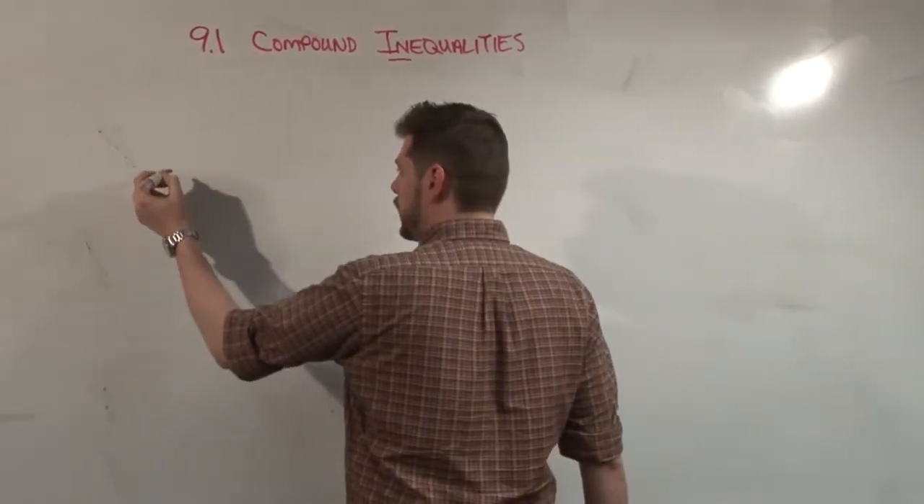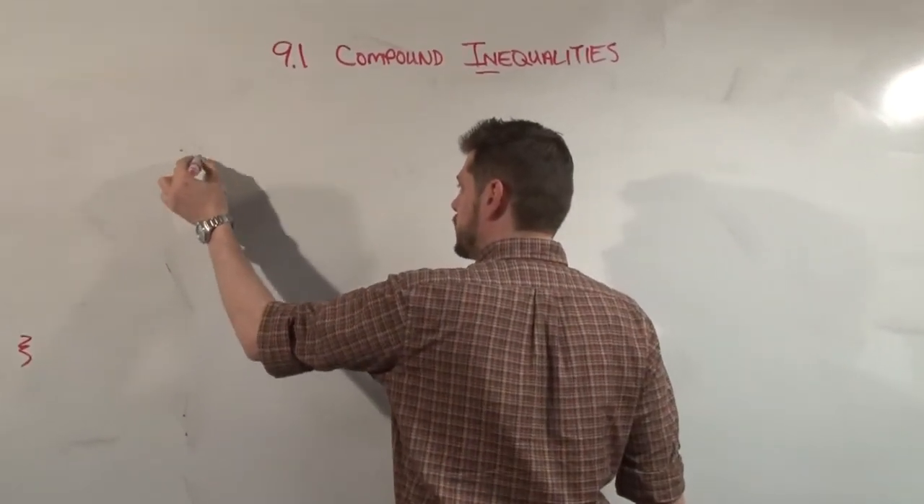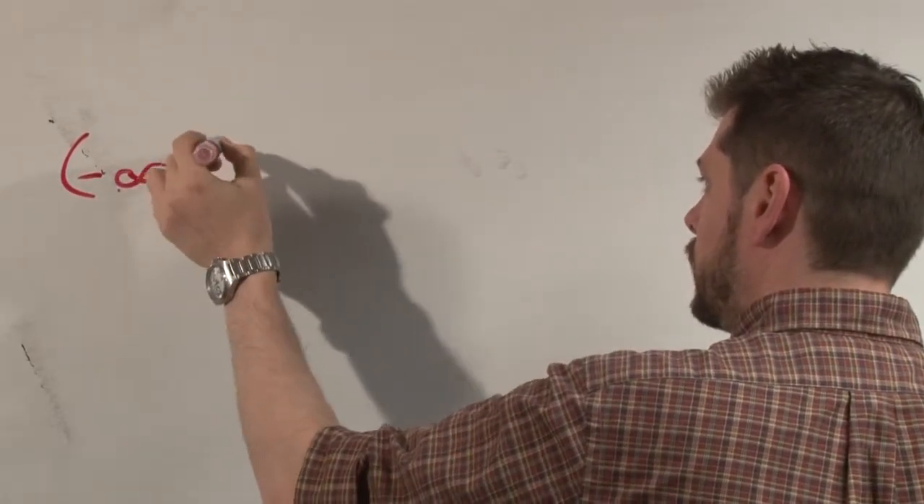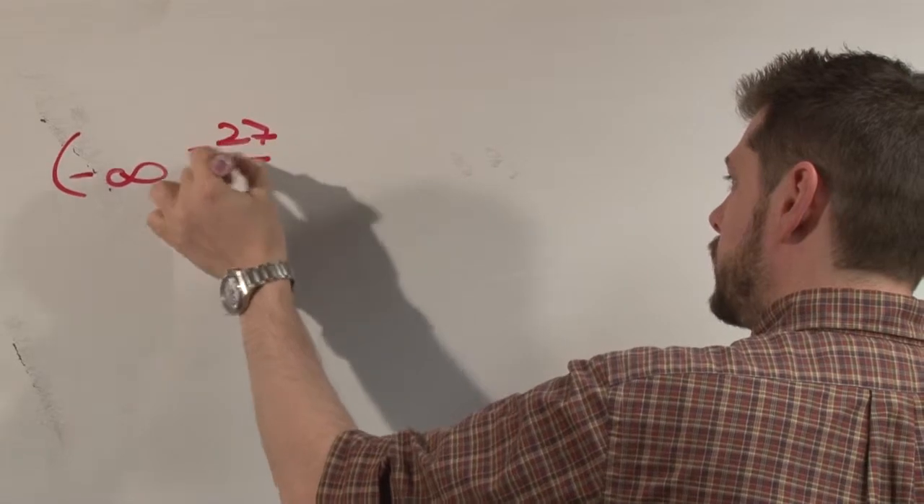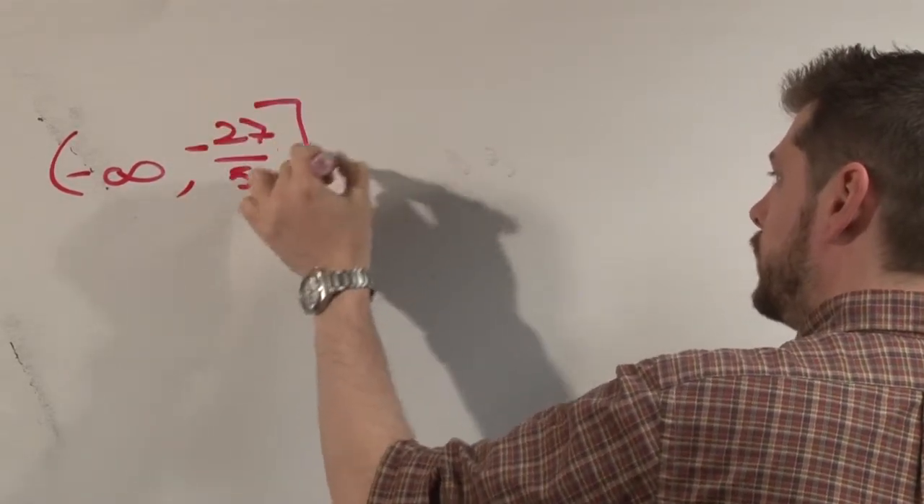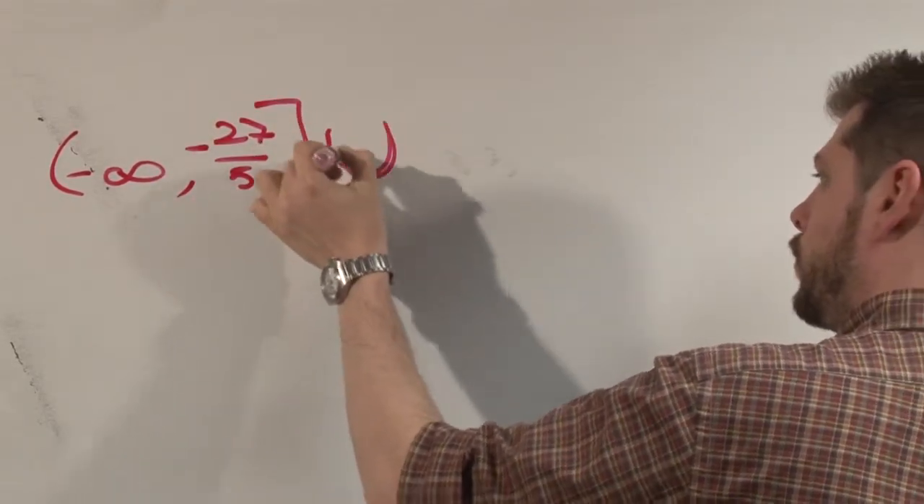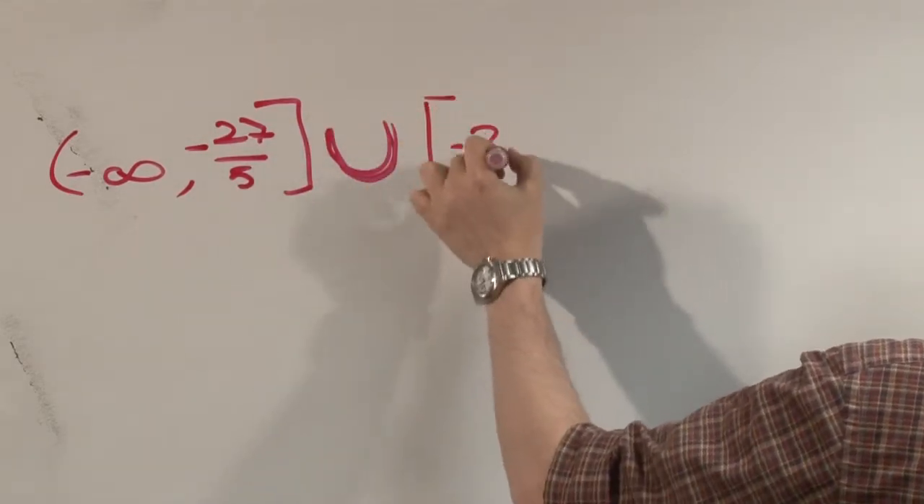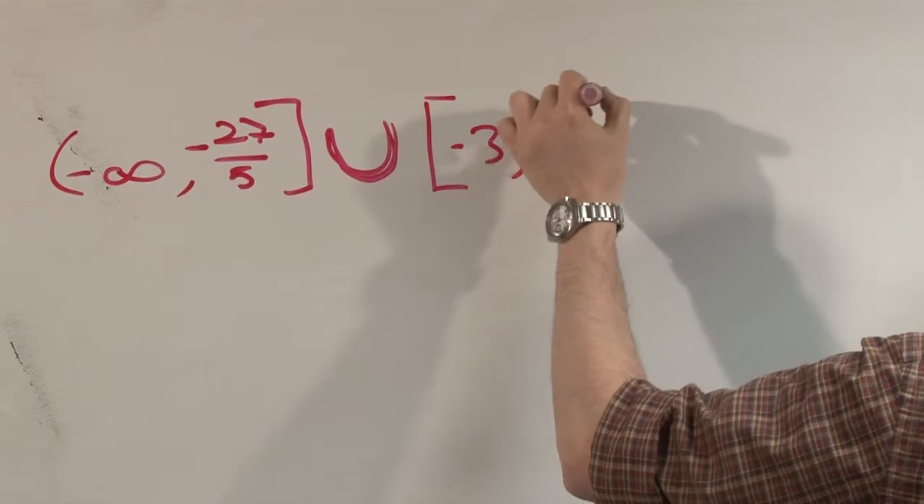And the interval I believe that we had from last time was that we were going from negative infinity to negative 27/5, and we had to include it. And then we were saying we had to do the union of, and I'll get to what that means in a second. And then our second interval went from 3 to positive infinity.